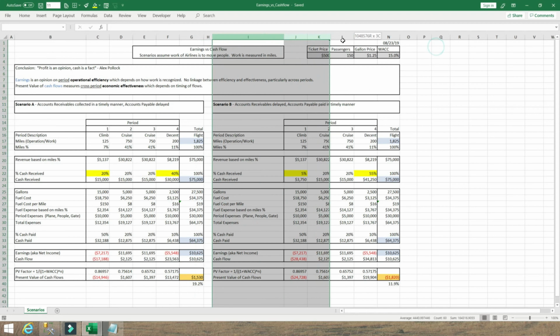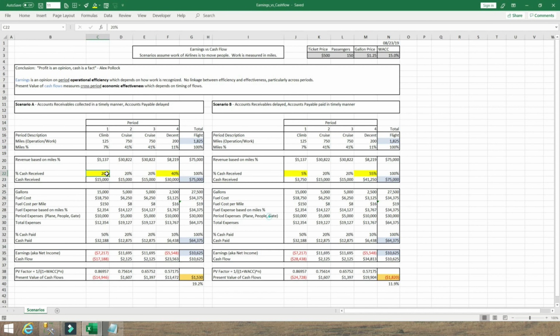Now, this other scenario changes just one thing. It looks at the way that cash comes in, and these are just assumptions of what percent of the total cash received, which is the same in both scenarios at $75,000. When do we expect cash to actually be received? Or when is cash received? So here we're assuming that 20% of that $75,000 is received in the first period, 20% in the second, 20% in the third, and the majority of it, 40%, is not received till the fourth or final stage of the flight.